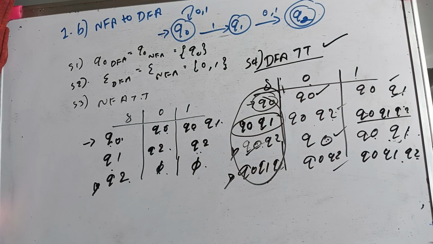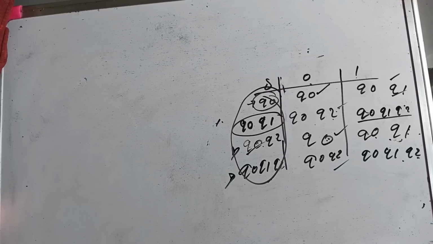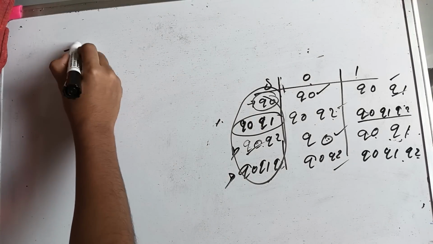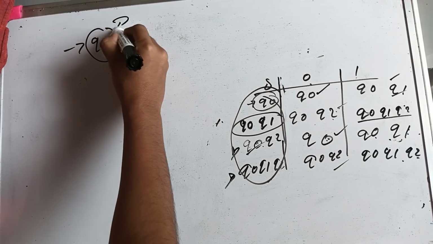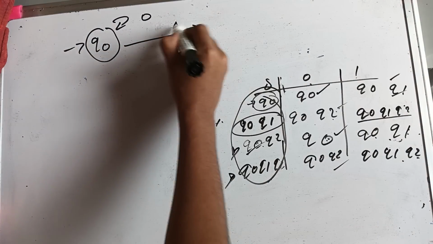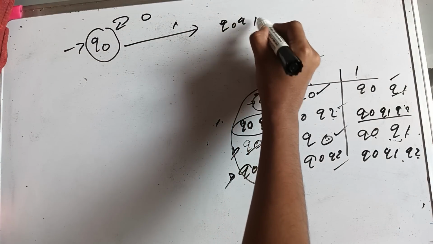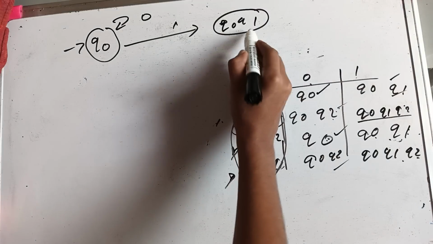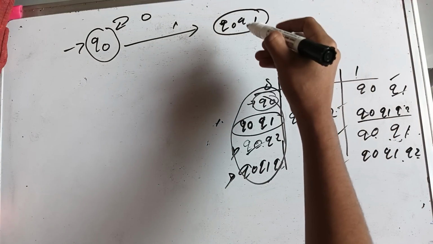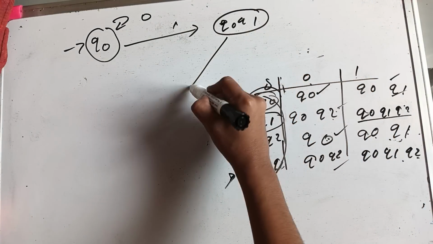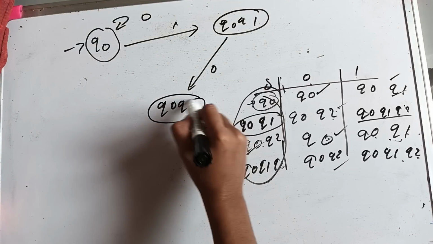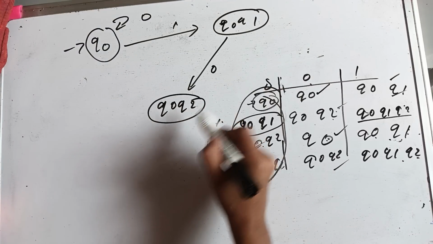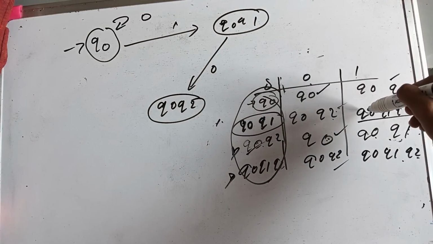Then after that we need to draw the diagram. Starting from Q0, upon 0 it goes to Q0 itself, and upon 1 it goes to Q0, Q1. Next, from Q0, Q1, upon 0 it goes to Q0, Q2, and upon 1 it goes to Q0, Q1, Q2.